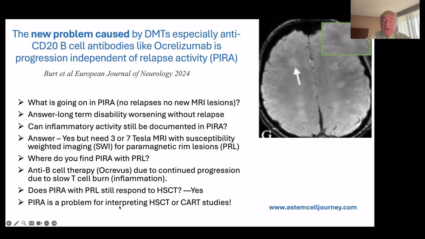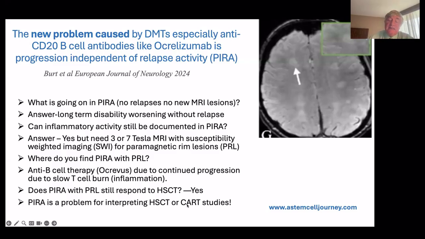So PIRA is a problem for interpreting DMT studies. And I think people are being misled because they just look at the MRI without doing the proper type of MRI or listening to their patient. More important than the MRI is your patient. Is the patient doing better? Are they complaining? And the other place where it could be a problem is in a randomized HSCT trial, because now everybody in a randomized trial ongoing in Europe will compare to Ocrevus. Well, you're going to have to do the 3 or 7 Tesla MRIs, which they are doing.